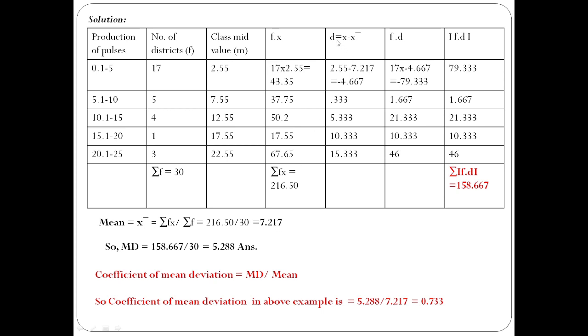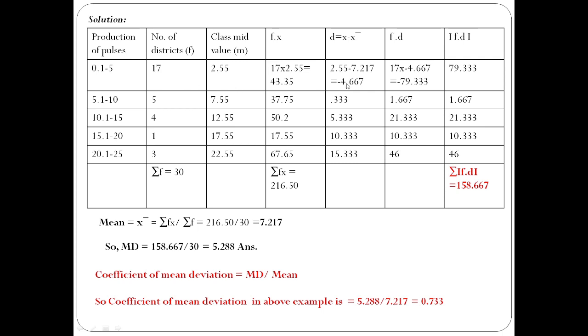Now we need to find out the d, that is equal to x minus x bar. So my x is 2.55, x bar is 7.217. So 2.55 minus 7.217, it is minus 4.667. Then it is 7.55 minus 7.217, it is 0.333. Then it is 12.55 minus 7.217, it is 5.333. So in this way, we can calculate the d. Again, we need to find out the f into d. That is, we have d, we have our f, just multiply them, we can calculate the fd.